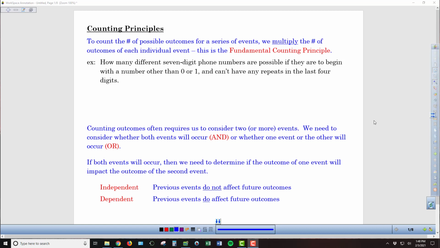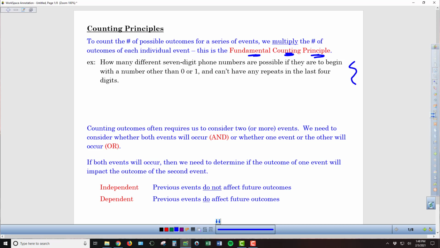To count the number of possible outcomes for a series of events, we can apply the fundamental counting principle, which says that we can multiply the number of outcomes of each individual event to end up with the total number of outcomes for that series of events. So if we think of dialing a phone number as a series of individual events, where pressing a button is one event, then pressing the next button is another event, we can calculate using this counting principle a scenario like the one that's laid out here.